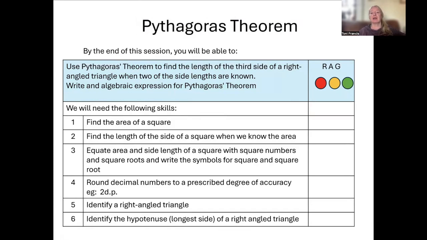Before we start, I ask the learner to rate themselves on the skills that are going to be required to use Pythagoras' theorem. Every task is split down into the required skills, the prior knowledge. They rate themselves. If they give anything red, we do some work on that. Amber, we do a little bit of work on it. Green, they already know it. So we move on to actually using Pythagoras.